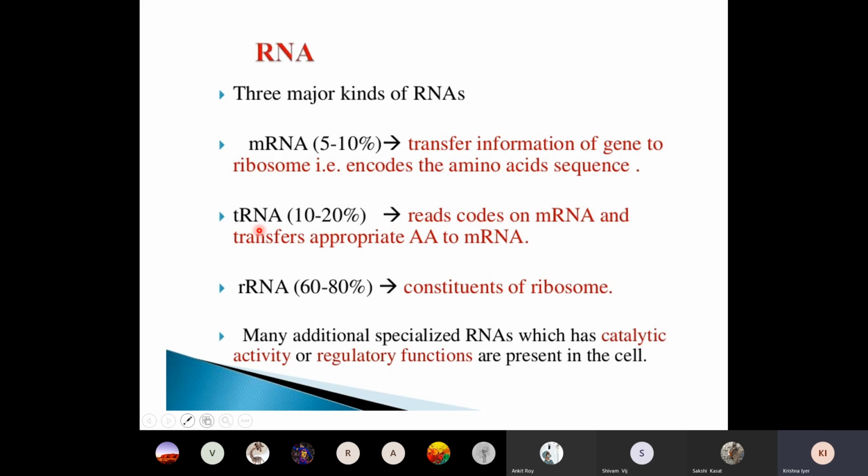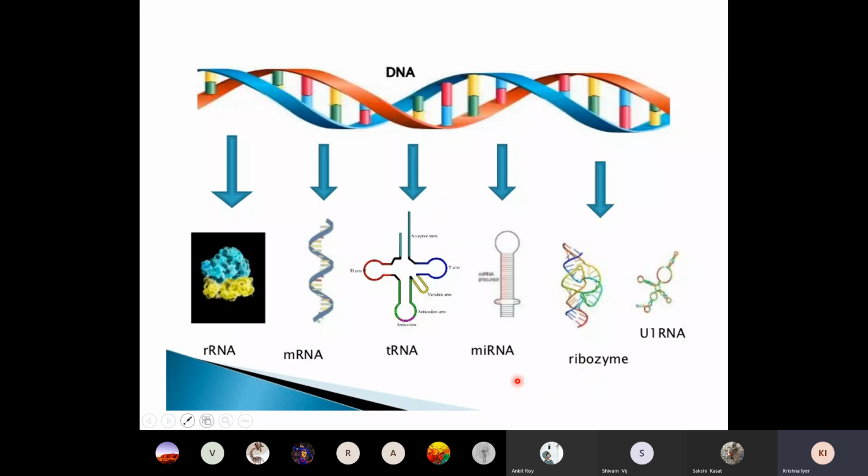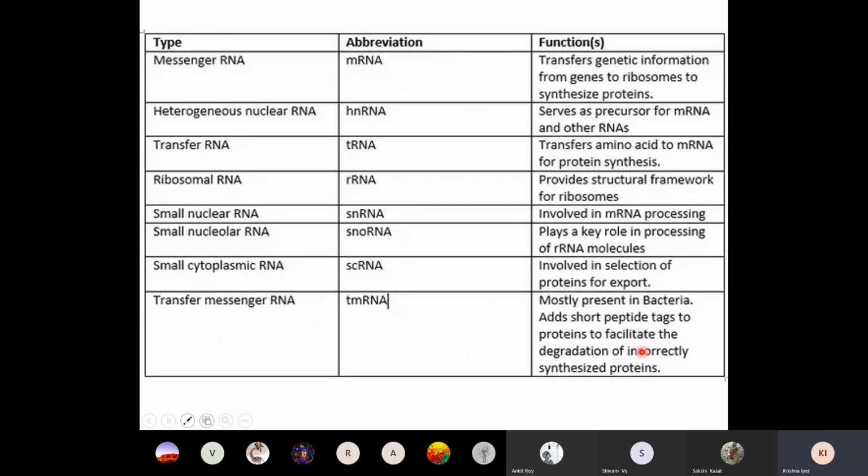Now, in addition to these three, which are the actual major RNAs, you also find that there are many specialized RNAs present in the cell. For example, what you call microRNA, what is called catalytic RNA or ribozyme, or what is called uRNA. And what do these do? These have very special functions.